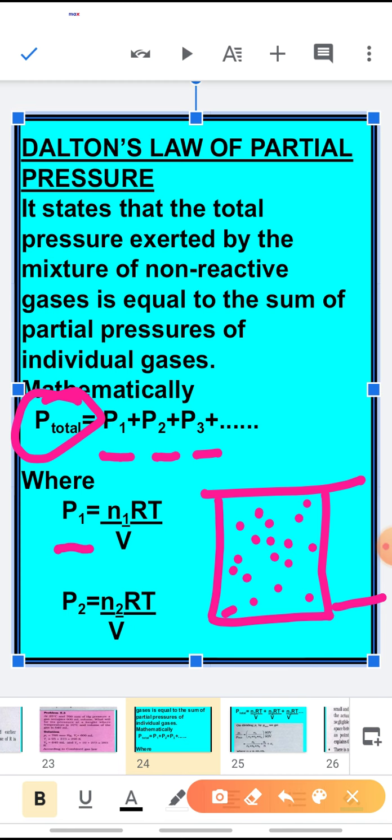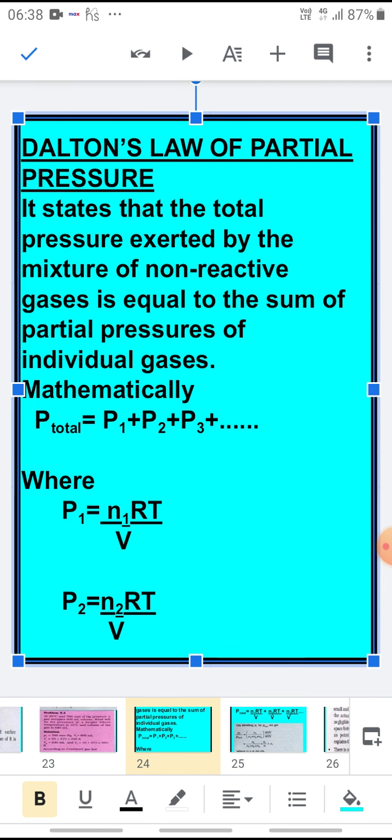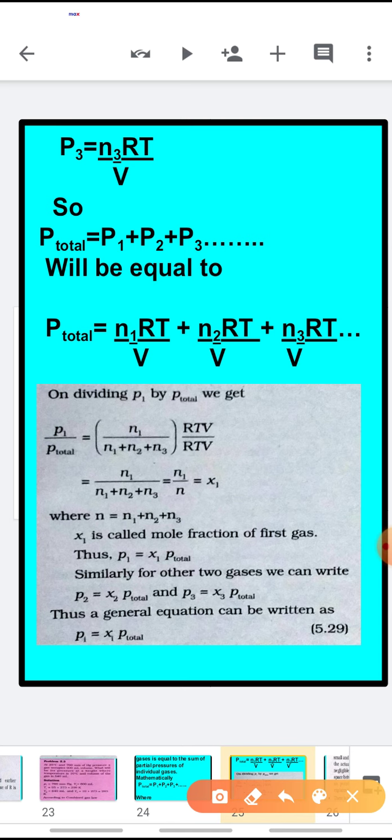So we can write the partial pressure of gas 1 will be equal to n1RT upon V. Similarly, the partial pressure of gas 2 will be equal to the number of moles of gas 2 into RT upon V. Similarly, for the third gas also, the partial pressure exerted by the third gas will be equal to the number of moles of the third gas into RT upon V. Now putting these values in the equation P total equals P1 plus P2 plus P3, we get P total equals n1RT upon V plus n2RT upon V plus n3RT upon V. Now taking RT upon V as common, we get P total equals (n1 plus n2 plus n3) inside a bracket into RT upon V.